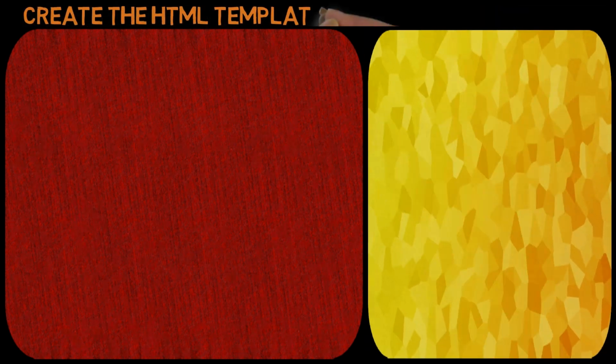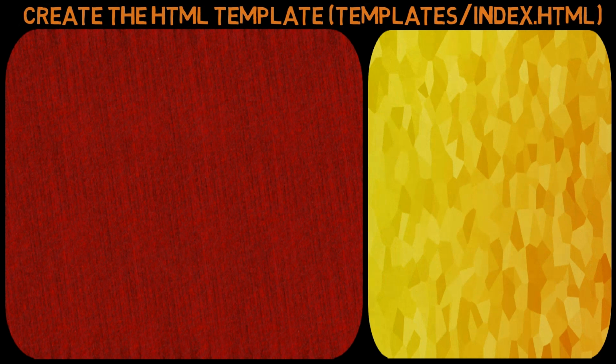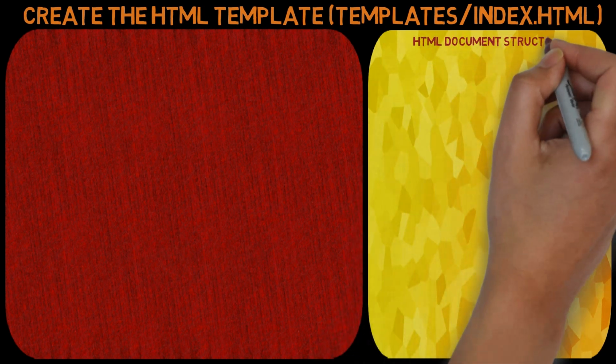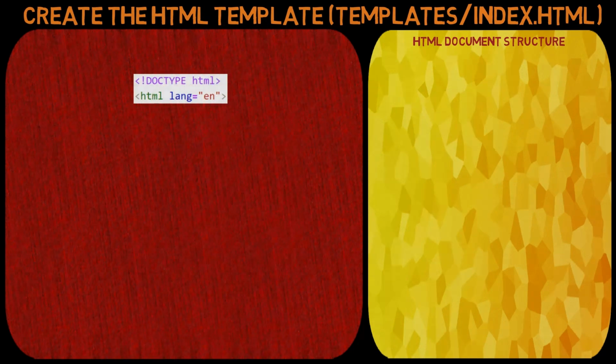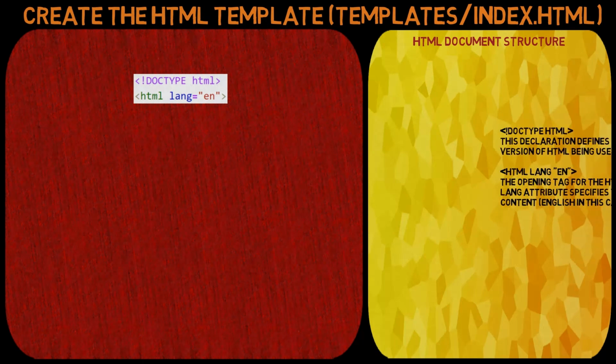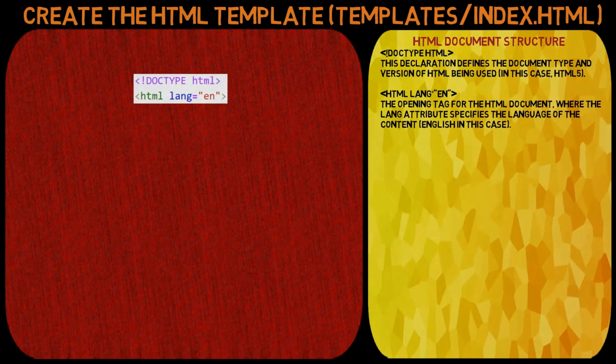Creating the HTML template. Let's move on to creating the HTML template. We'll break down the HTML document structure, starting with the declaration, <!DOCTYPE html>, which defines the document type and version of HTML being used. The <html lang="en"> tag specifies the language of the content, English in this case.